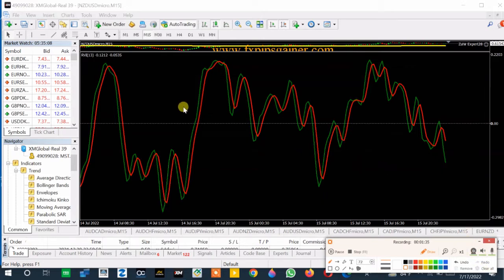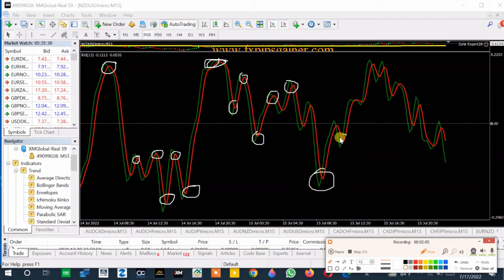Okay, now we show that in this area, it is one cross. This is the one cross, and every cross we can consider or mark as an entry point. From this above, it is a sell entry point, sell entry point, sell entry point, sell entry point, then a buy entry point, buy entry point, buy entry point, then a sell and buy entry point, and a sell entry point.